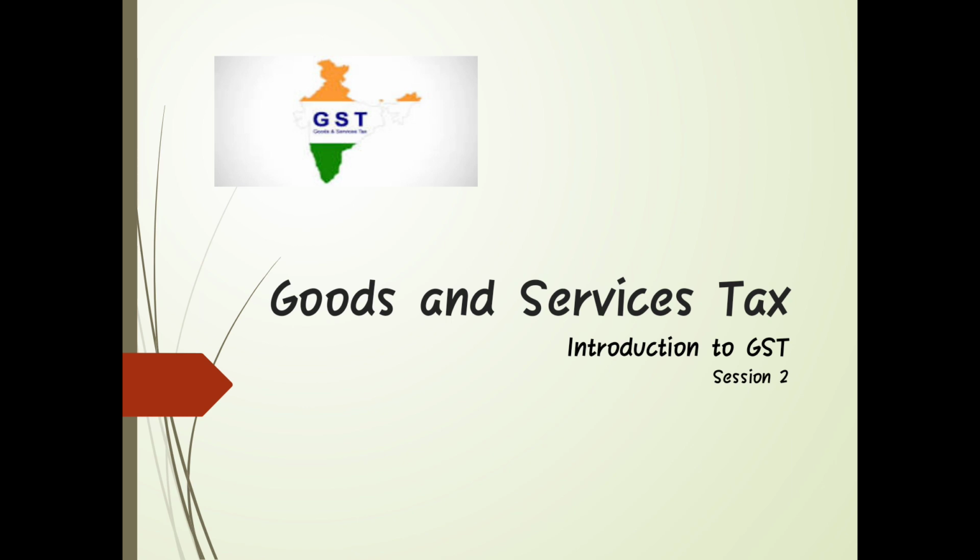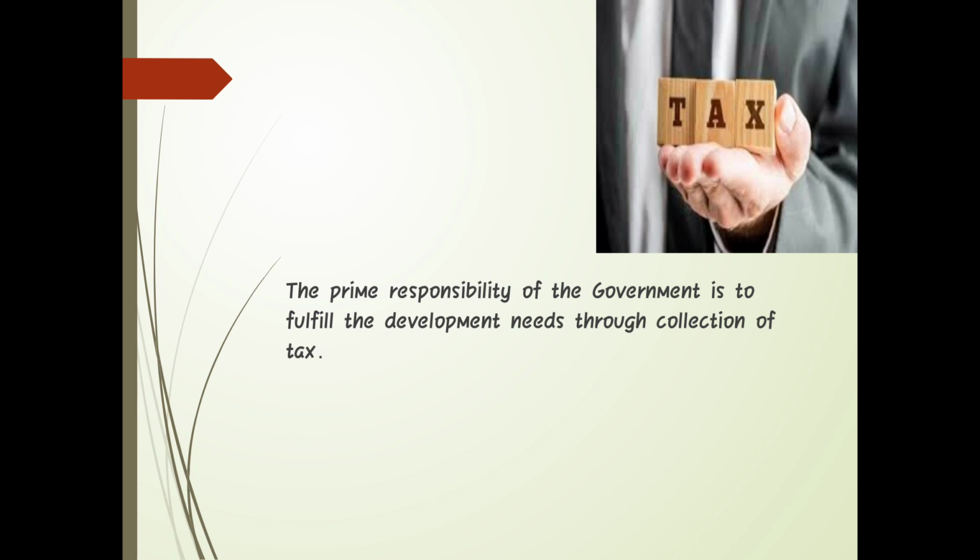So before beginning with the introduction of GST, let us discuss what do you mean by tax. The primary responsibility of every government is to spend money for the developmental activities of a country. So in order to develop a country, in order to spend some money, the government needs a revenue. Tax forms the main revenue of any government. So the government's responsibility is to collect the tax and fulfill the development needs of the society and the country.